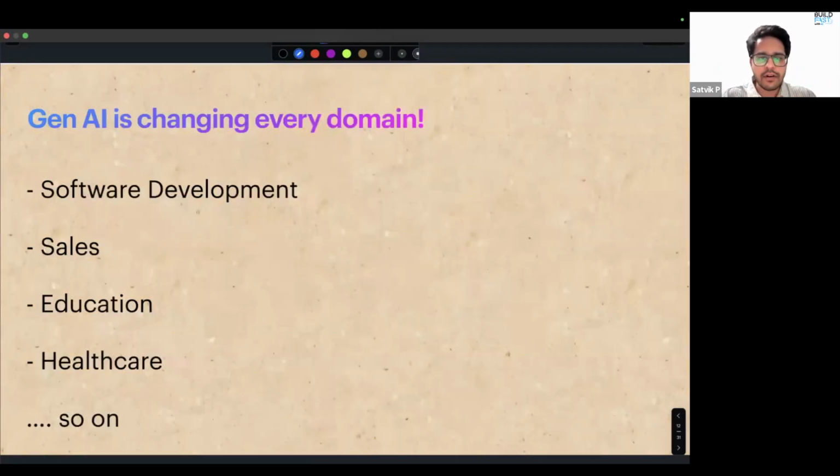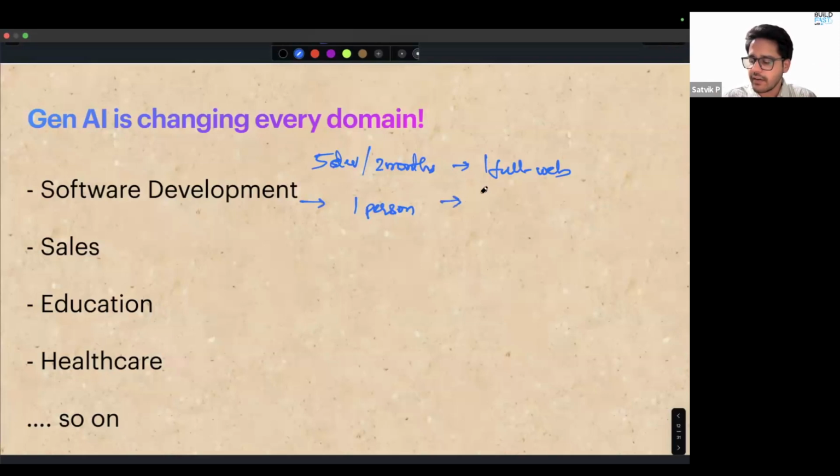So as we all know, generative AI is changing every domain, right? If you look at the software development space, let's say it took around five developers maybe 2 months of time to create one full website. This is what it used to take before. But today, one person, who need not be a very technical person, can still develop a website within one day, right?